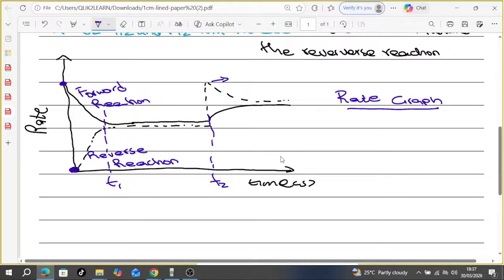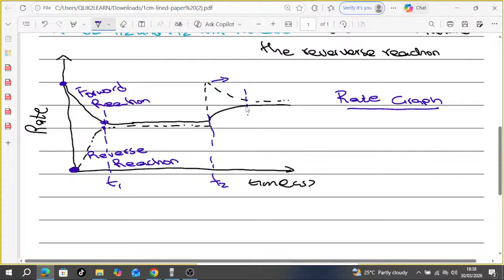Can you see that? The rate of the forward and the reverse are equal, and the system reaches equilibrium for the first time. When we say for the first time, this tells you that somewhere the system will reach equilibrium again.